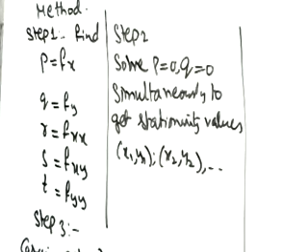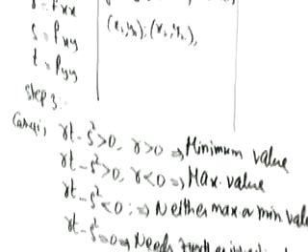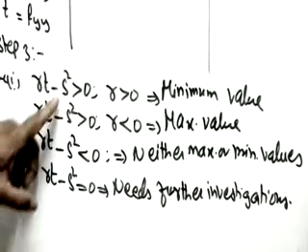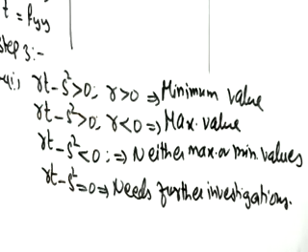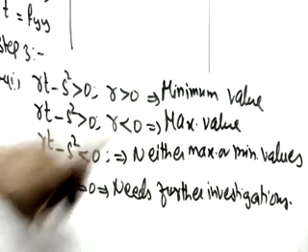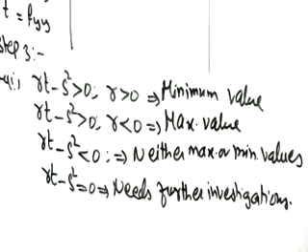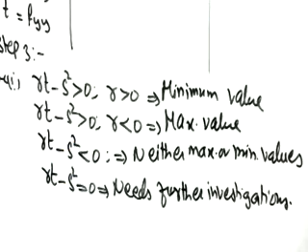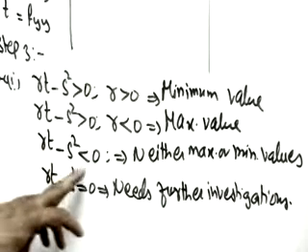At these points, we may get either maximum or minimum, or neither. For that, we have to see these conditions. If rt minus s square is greater than 0 and r is greater than 0, then we have a minimum value at that point, where we substitute the point in rt minus s square. If rt minus s square is greater than 0 and r is less than 0, we say the function has a maximum value at the given point.